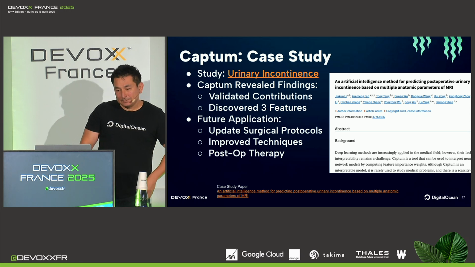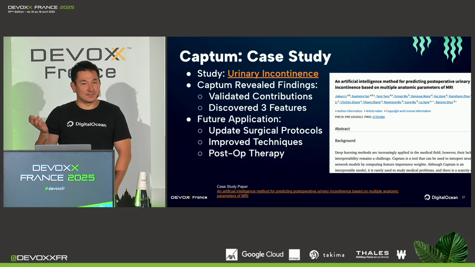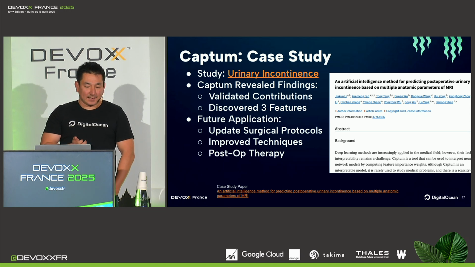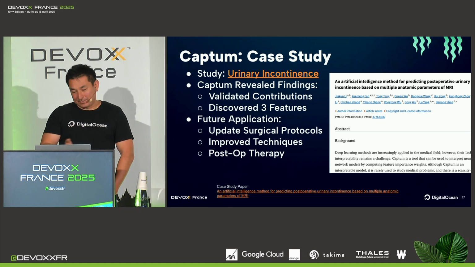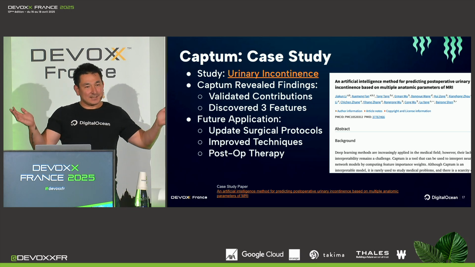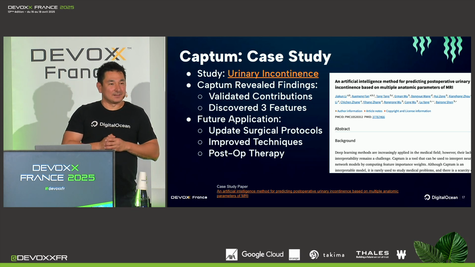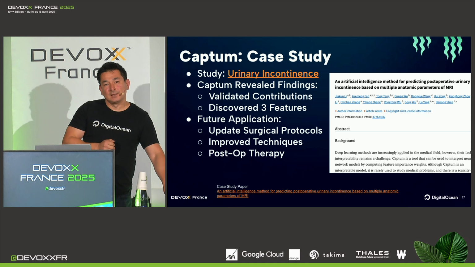So what ended up happening in this particular case, they updated surgical protocols, they improved techniques, and post-operative therapy changed because of it. And basically now the patients that they see, and I'm sure that they wrote a paper and it gets distributed out there in medical land, and they update protocols for dealing with urinary incontinence. And so this is some of the cool things that you could do with Captum.